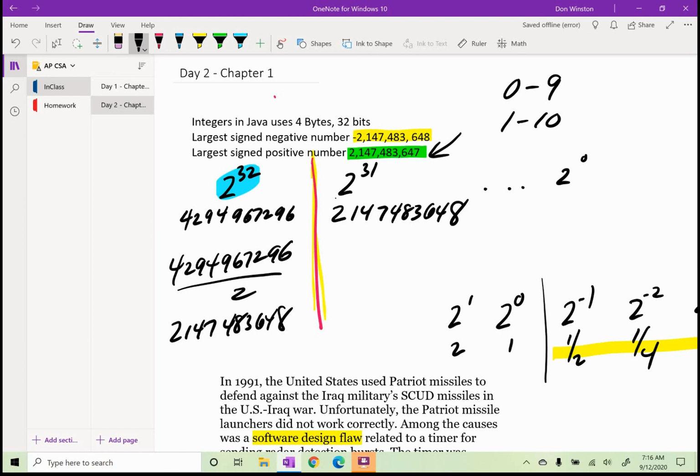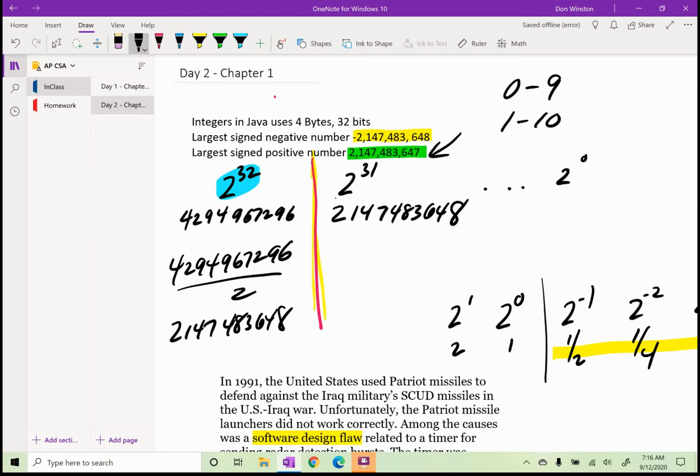And then you have 2,147,483,648 digits for negative numbers, but it begins at -1 and goes to -2,147,483,648. Okay, and I believe that comes up on the AP CSA exam.